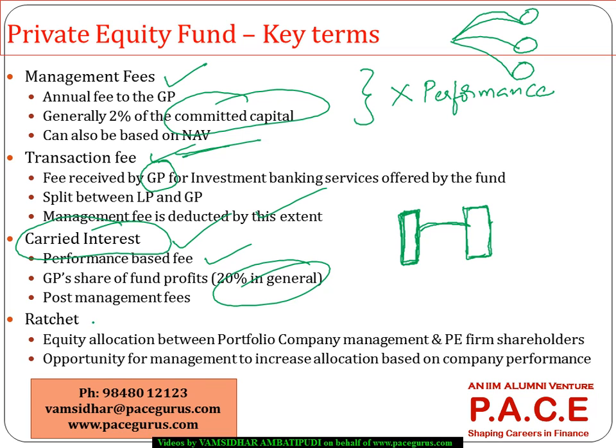Then the other important term that is worth understanding in case of private equity investment is the ratchet, which is in what way the equity is typically allocated between the portfolio company and the PE firm. So let's say the PE firm has invested in this portfolio company. How is the equity distributed between this company and the PE firm? And in what way can the management keep increasing their stake based on the performance? In the earlier numerical we have seen that they have scope to increase their stake in case the performance of the company is higher and higher. That is what we call a ratchet: the initial allocation of the equity between the PE firm as well as the management, and how that stake can increase over the period based on the performance of the company.